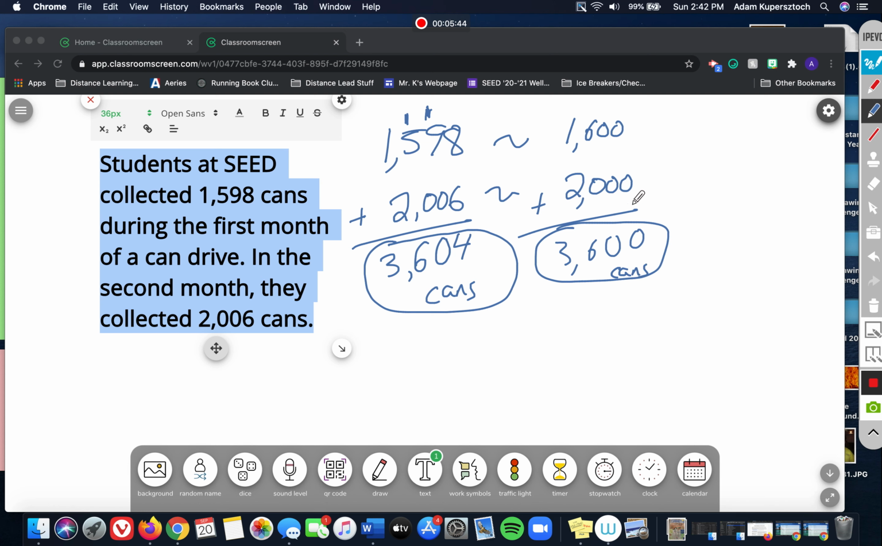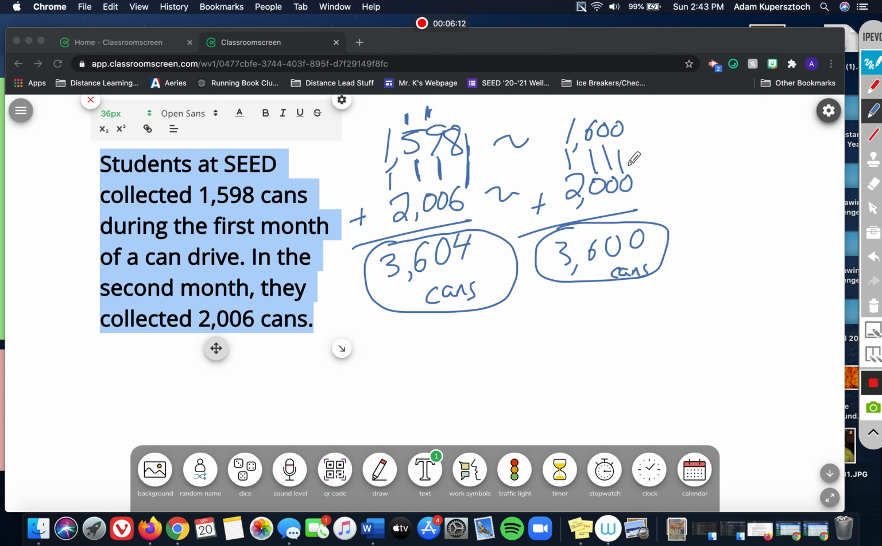And that's something I should have done on the other one. When you're answering word problems, please make sure that you put what it is. 3,604 is not the right answer. 3,604 cans is the right answer. You have to be specific. One more thing, I'm going to keep bugging you about this. It's going to help in addition and in subtraction. Make sure you line them up. Line them up. If you don't line them up, I promise you will get the answer wrong.